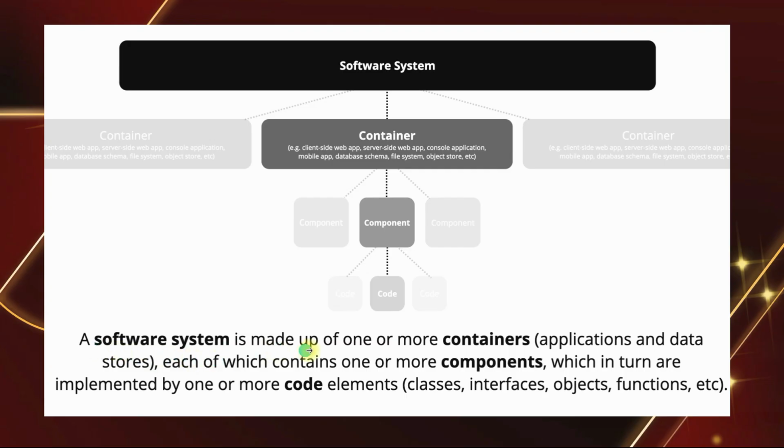A software system is made up of one or more containers. So a system has one or more containers, which are applications, such as a server-side web app or console application, and databases, each of which contains one or more components. There are more components, like payment gateway, accounts, statements, which in turn are implemented by one or more code elements like classes, interfaces, objects, functions, etc. All the controllers you see in your code.